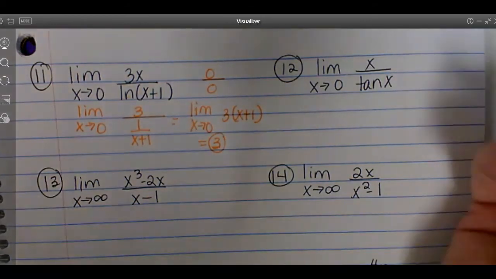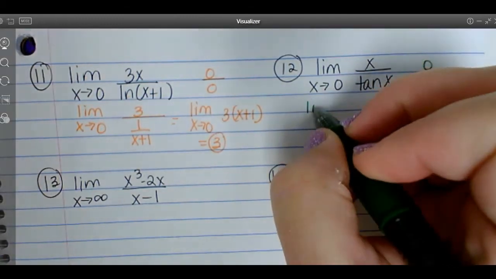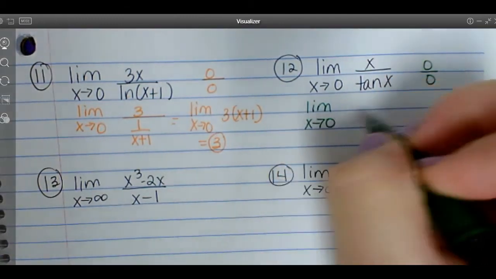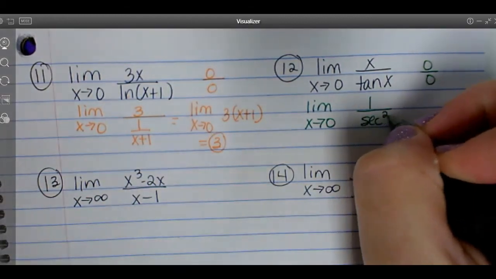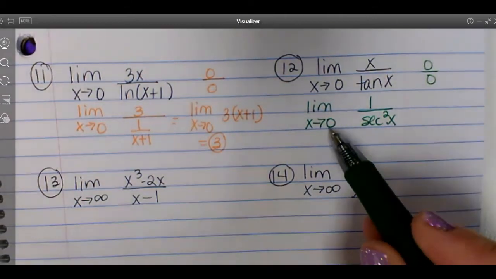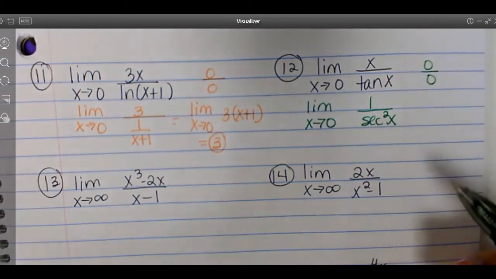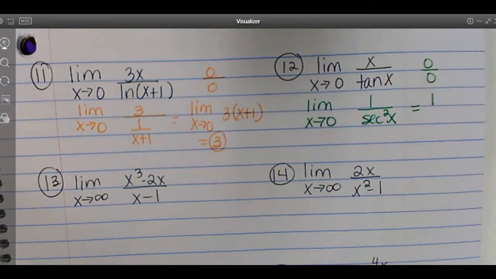Number 12. It is 0 over 0 again. So we're going to find that derivative. 1 over the derivative of tangent is secant squared of x. Remember that secant squared of x is the same as 1 over cosine squared of x. Cosine of 0 is 1, so secant squared will also be 1. So this is 1 over 1, which is 1.